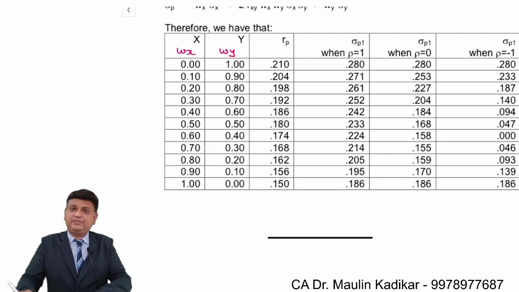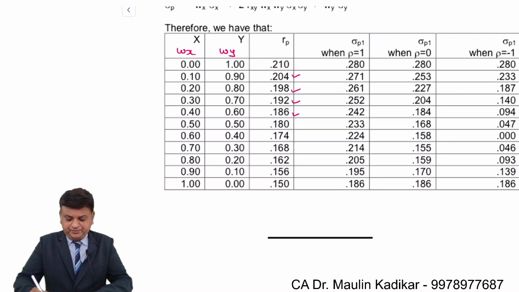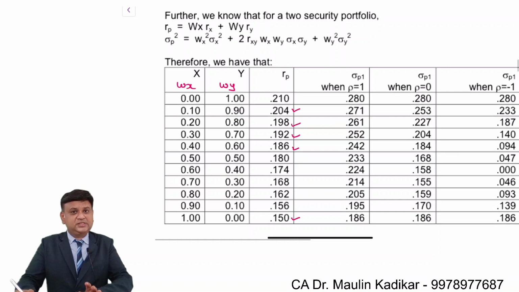Return of the portfolio is a simple weighted average, and you can see it reduces at a constant rate: 0.60, 0.60, 0.60, 0.60 and so on. Till this point of time it reduces by 0.60. This is what we understand.